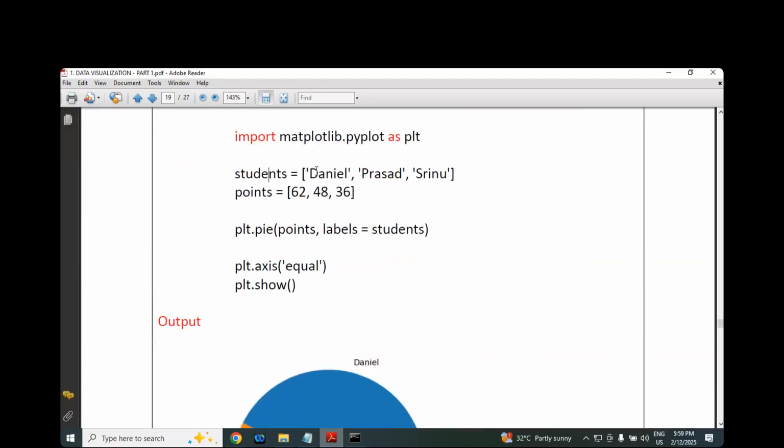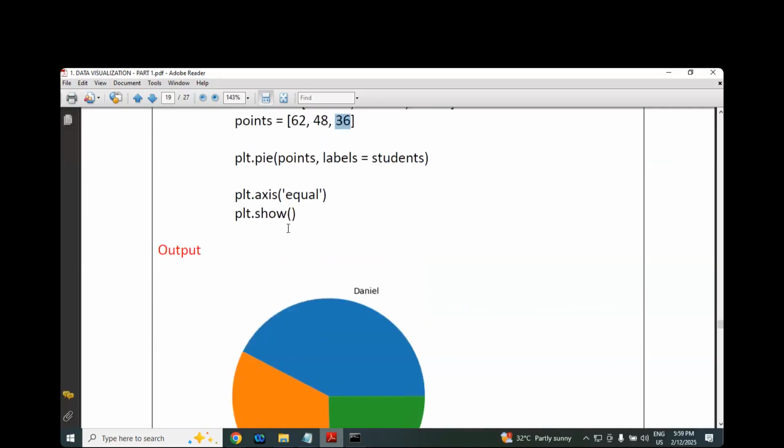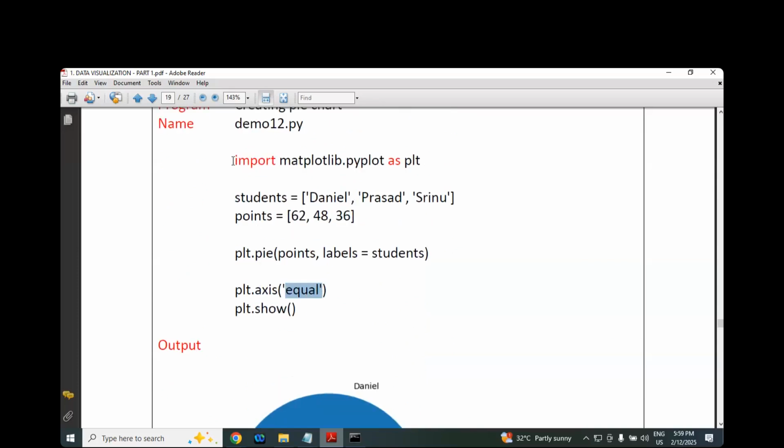Daniel has 62% of the data, Prasad 48% of the marks, and Srinu, how much, sir? We can draw this kind of diagram. Here we need to use one function. The function name is pie. Points we need to specify, and that is the first parameter. The next parameter will be my favorite syntax, keyword argument. Labels equals students, plt.axis equals equal. I can talk about this later. You will get an idea. Let me take this example.